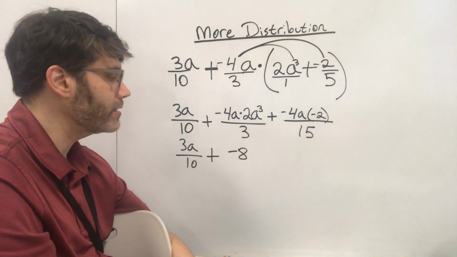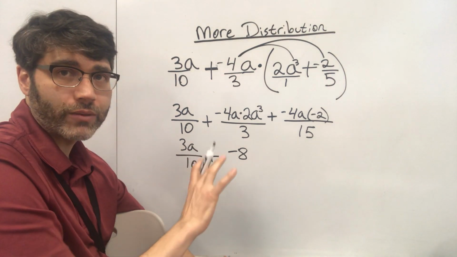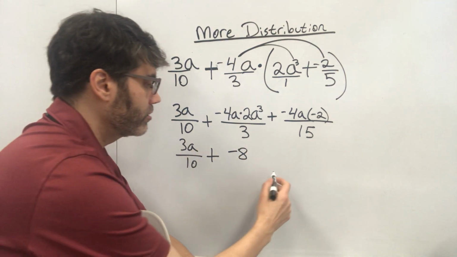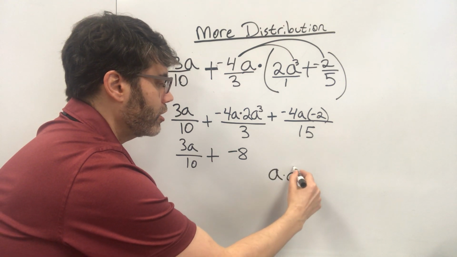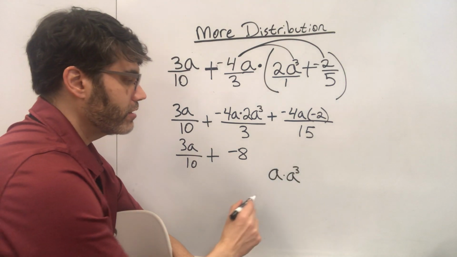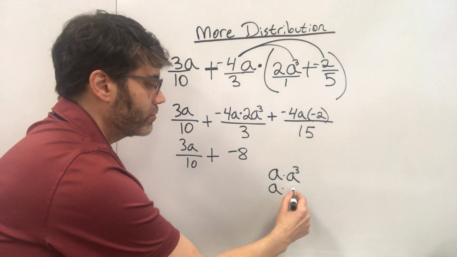What would that be? A times a cubed. Okay, so that's why I want to do a little bit extra after this problem. A times a cubed. Okay, so think of this. It's a times triple a.